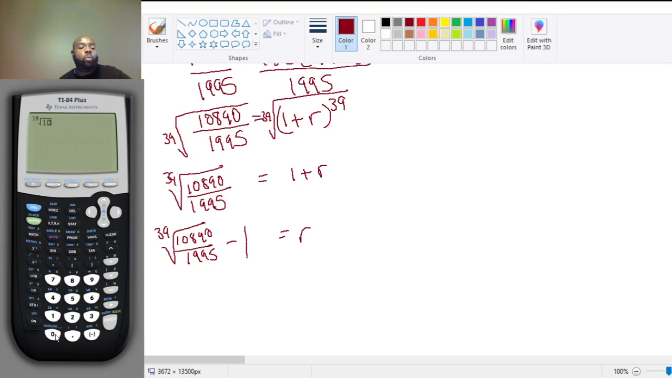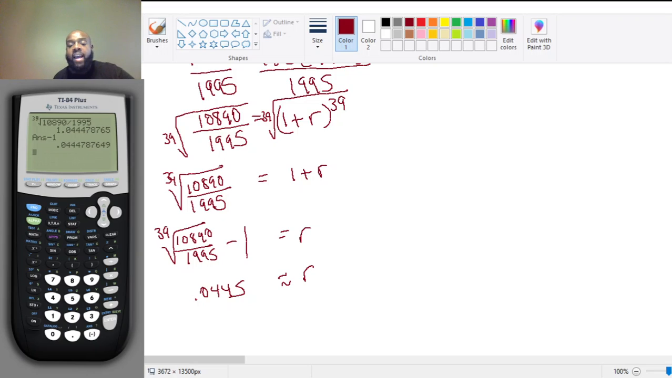All right, I'm going to put the 1,890 in my calculator, divided by that 1995. I press enter, I get that, and I'm going to subtract 1 there, and that's 0.0445, and let me go ahead and put that on my paper before I forget. R is approximately 0.0445. Let me make sure I did that right.